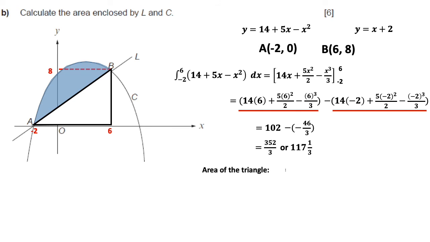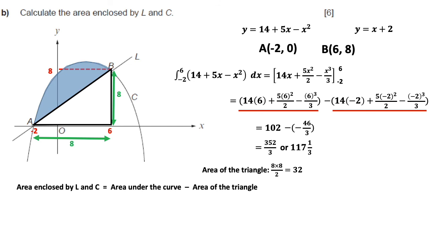So I need to work out the area of the triangle. Now remember the formula for area of a triangle. Area of a triangle is half base times height. The question is, what is the base and what is the height of the triangle? If we have a look, the base is going from minus 2 to 6. That would be 8 units. And the height is going from 0 to 8. So that would also be 8 units. So the area of the triangle would be 8 times 8 divided by 2. 8 times 8 is 64, and 64 divided by 2 is 32.